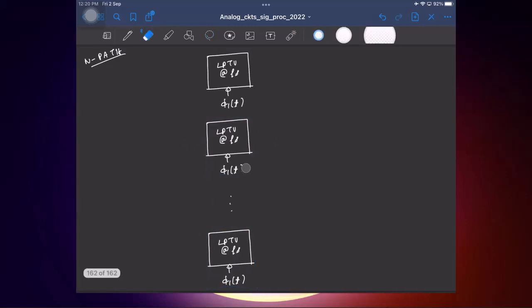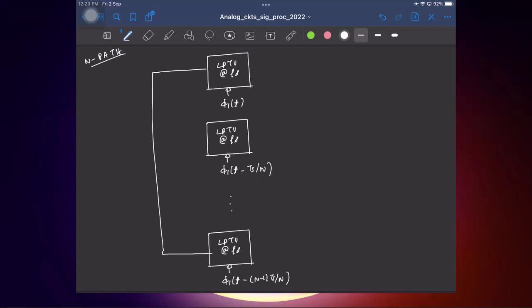So the second will be delayed by Ts by n, and the last will be delayed by n minus 1 times Ts by n. Fine. And of course the same input you give to all the systems, and you sum all the outputs.